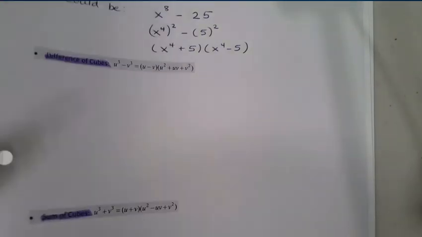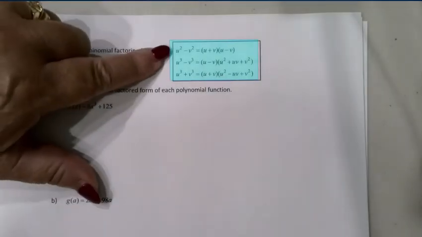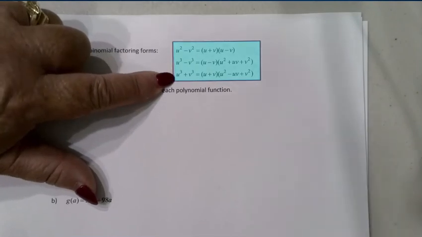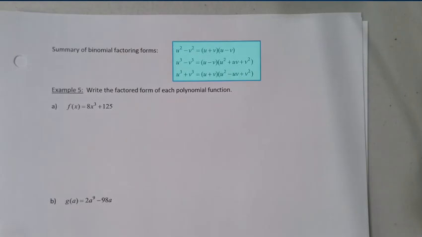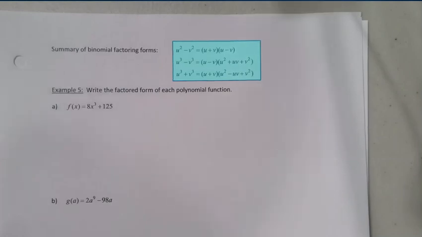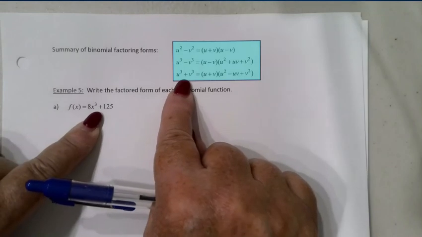So on the top of the next page, we have a summary of all of our binomial factoring formulas. The difference of squares, the difference of cubes, and the sum of cubes. So let's try this out. In my first example, I have 8x to the third plus 125. The only possibility here would be this one, right? It's the only one that's a sum.